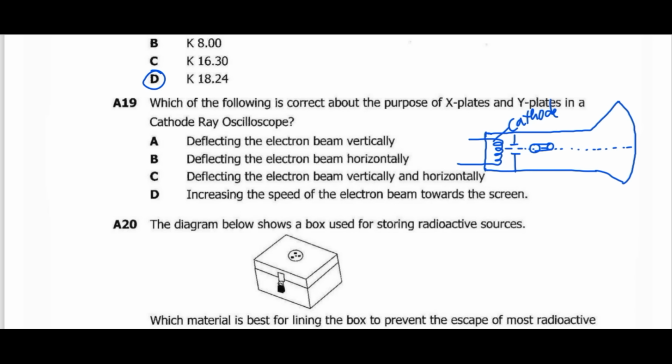Then we have the X plates. The X plates are like this. Then we also have the Y plates. These are Y plates. These are X plates. Now what is the function of the X plates and the Y plates? The X plates deflect the beam of electrons horizontally, the Y plates vertically. So the answer is C here.